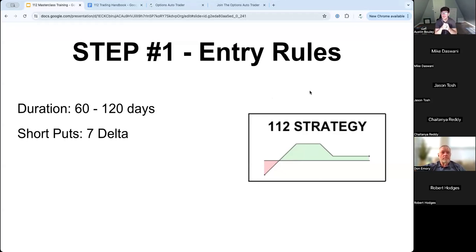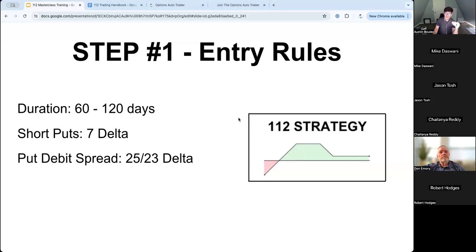Short puts, 7 delta. So the base of our trade are these short puts. We do 2 short puts, and when we do that, we do roughly a 7 delta mark. So again, we want to be between 5 and 10 delta, but I find 7 delta is the best or ideal level. And so again, the 7 delta is where you want to put those short puts.